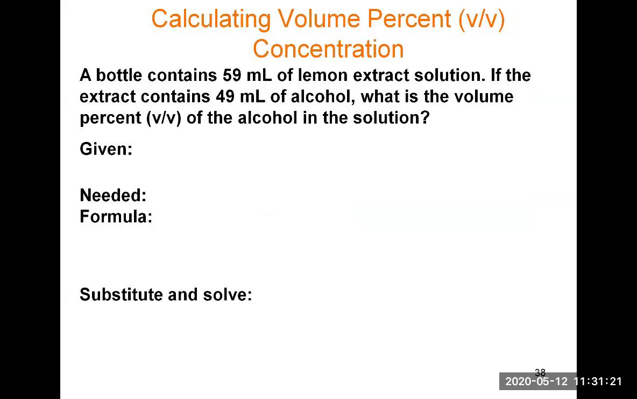If we use the usual way of solving problems, first you want to extract the given information. Here there are two numbers, and you need to make sure you identify correctly the solute, the solution, or the solvent, if sometimes you're given the volume of solvent. So 49 milliliters of alcohol, that's your solute. And 59 milliliters of solution, lemon extract is your solution.